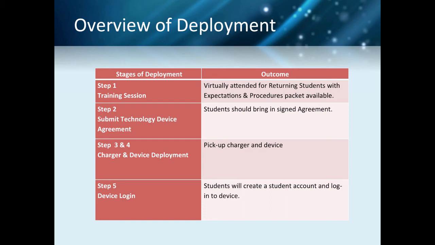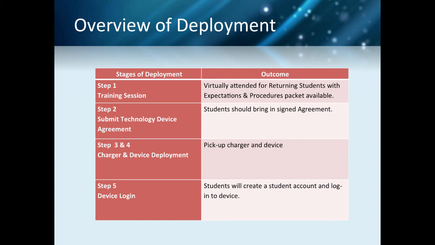Right now you're in the middle of step 1. You're virtually attending the returning students session with the expectations and procedures packet available. Hopefully you've printed that. Now at this time your student and yourself should sign that agreement. And then on Monday the 10th, they can bring that completed packet in to pick up their charger and device either before school or during lunch on the 10th, the 11th, or the 12th of August. Again, they can only pick up the device during lunch or before school. They should not ask to do it during class, they should not ask to do it during 5-minute breaks, and they should not ask to do it after school. It is just before school and during lunch.